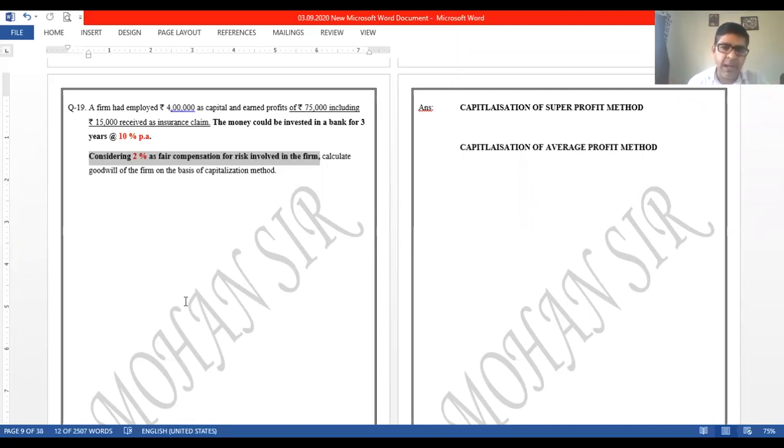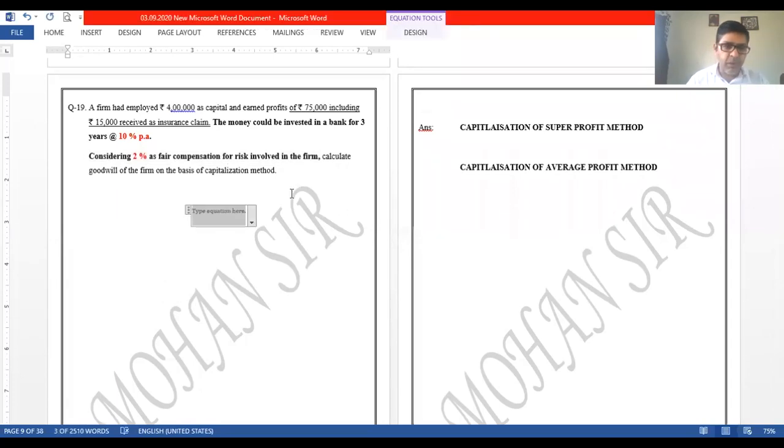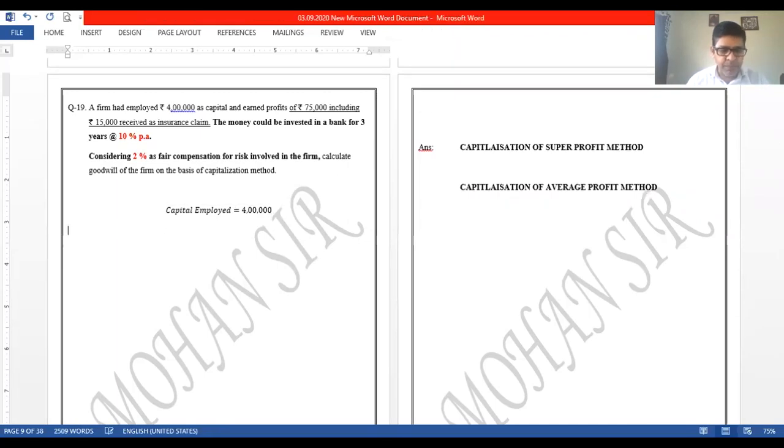So this is the reason why I have selected this sum for you, right? Otherwise, all the steps are the same. So let us write the capital employed first of all. As I told you, we should be aware of all the basic steps, right? The first step is capital employed. Though we have it, I always like to write it over there. After capital employed, it's normal profit.